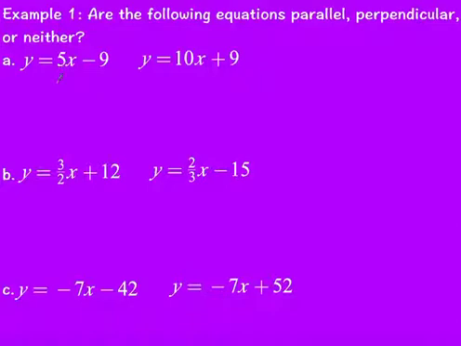Example 1 says, are the following equations parallel, perpendicular, or neither? To begin, we're going to look for the m for both equations, and then we're going to compare those numbers. Parallel means they're the same, perpendicular means they're opposite reciprocals, and neither means that it doesn't appear like they have either one of those relationships. With y equals 5x minus 9, m would be equal to 5. For y equals 10x plus 9, m would be equal to 10. Because those are not the same and they're not opposite reciprocals, this is an example of neither.